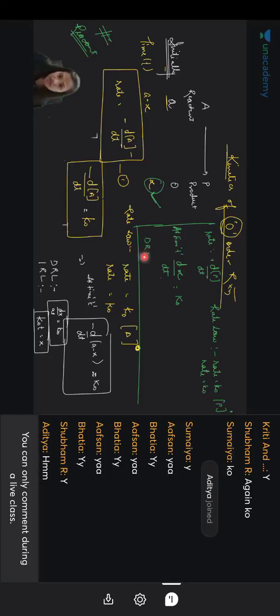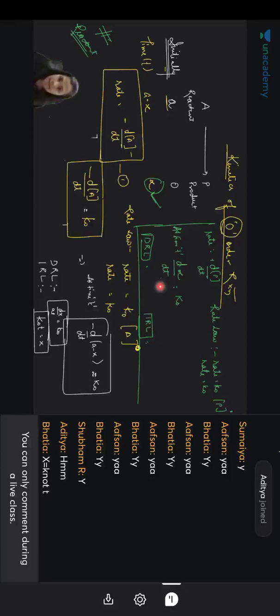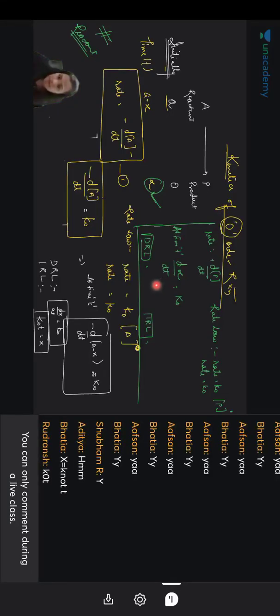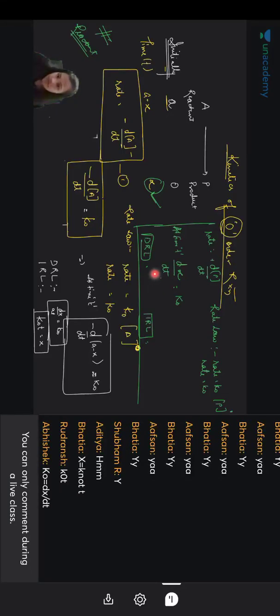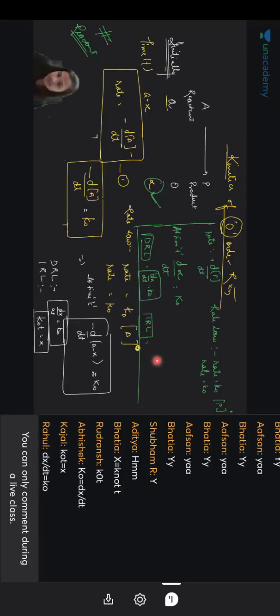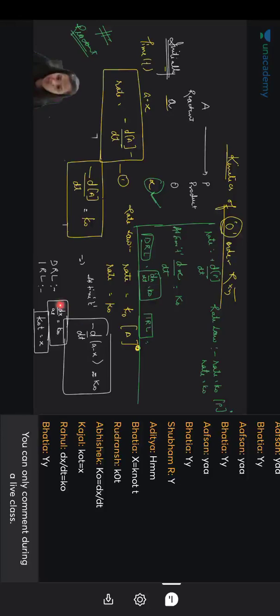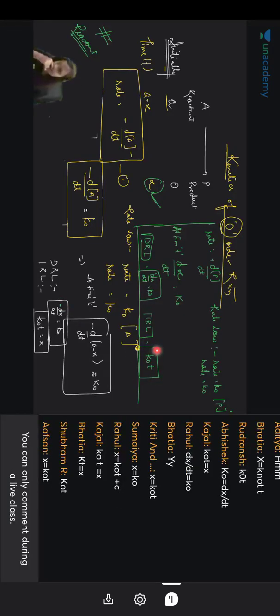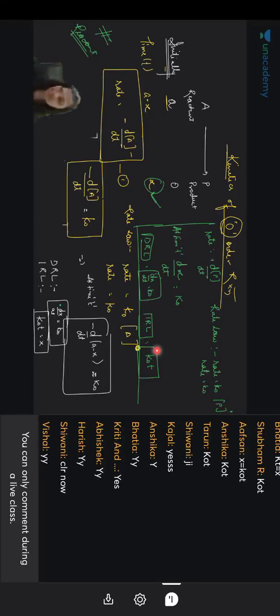Now if you have to find out the differential rate law and the integrated rate law, what would it be? dx by dt is equal to k naught, or integrated, it is k naught t. So this point is clear. Whether you find out the rate of disappearance of reactant or the rate of appearance of product, both will give you the same values.